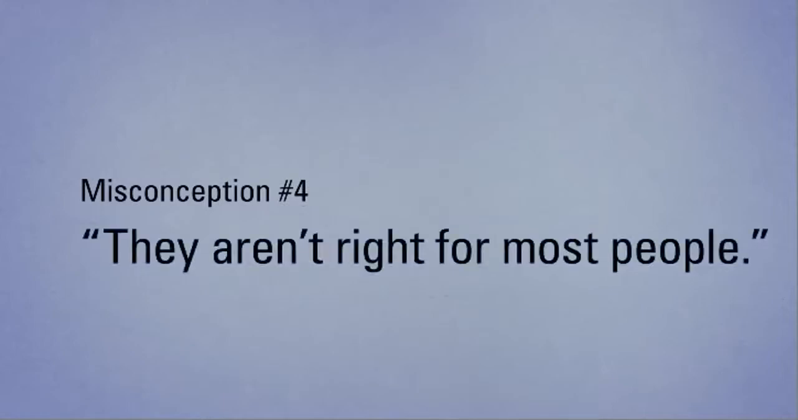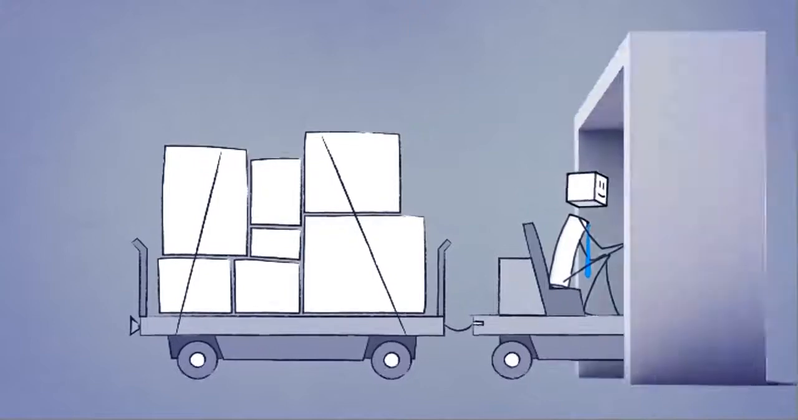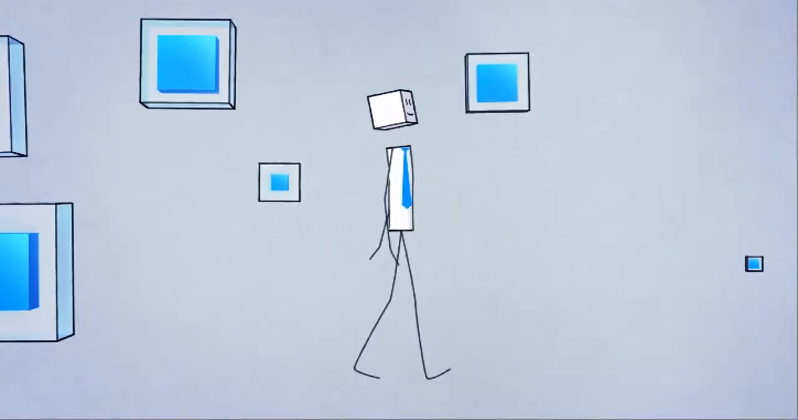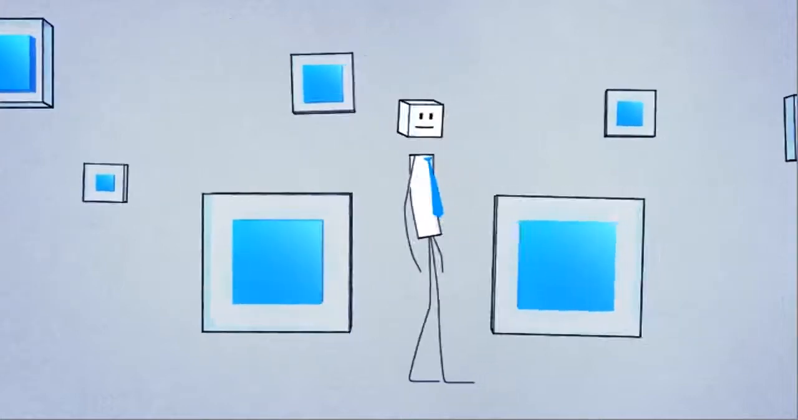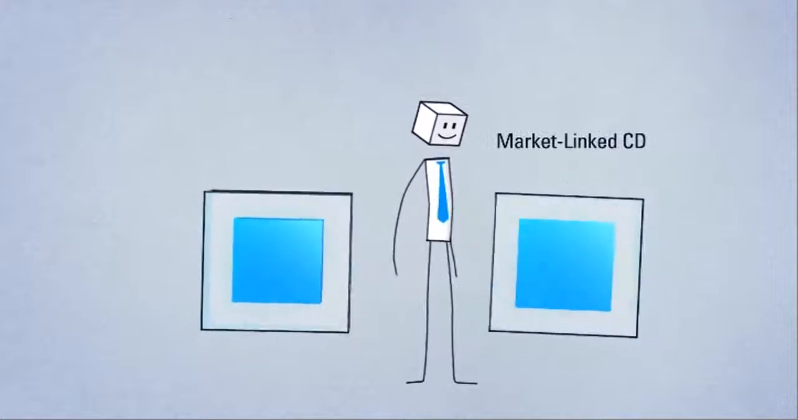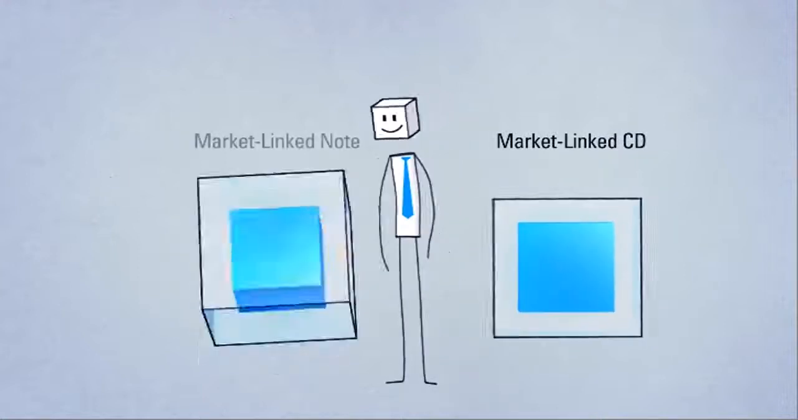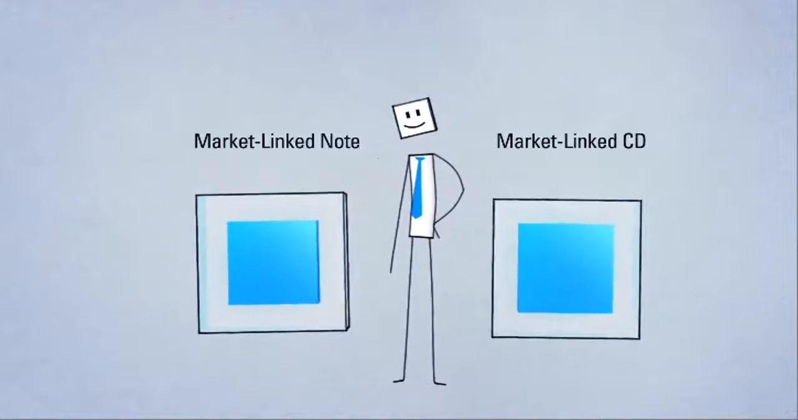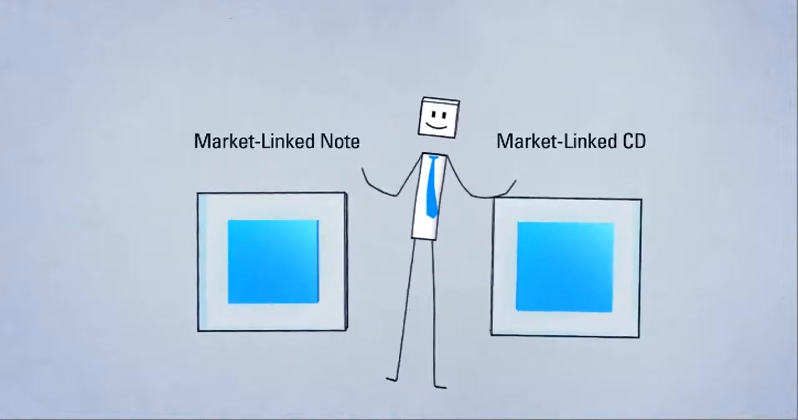Finally, you might have heard they aren't right for most people, but there's a wide variety of structured investments, so you can find one for almost any need. There are many types of structured investments, but there are two that you'll see most often: market-linked CDs, which are FDIC insured, and market-linked notes, which offer higher returns but carry the credit risk of the issuer. We'll look at them in the next two videos.